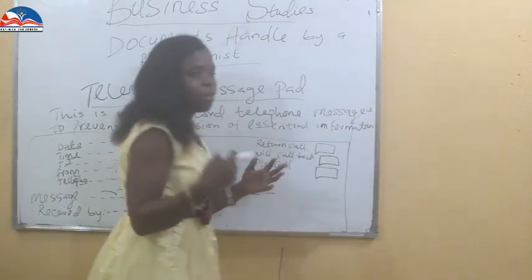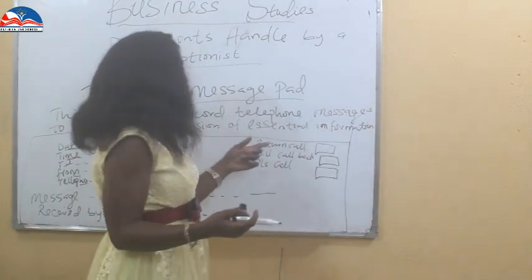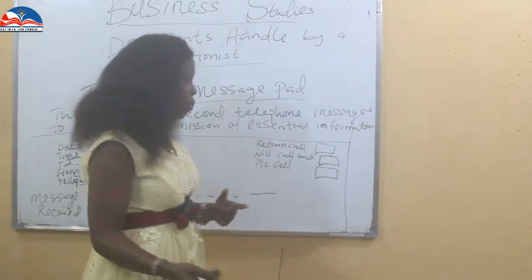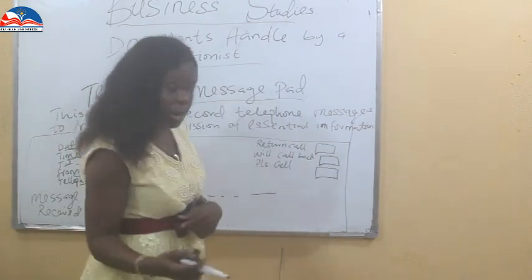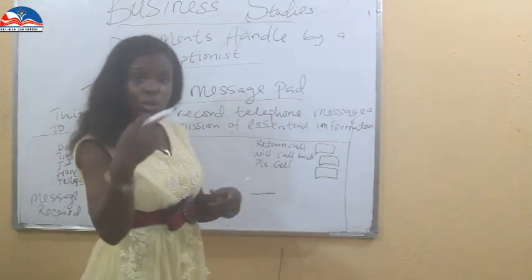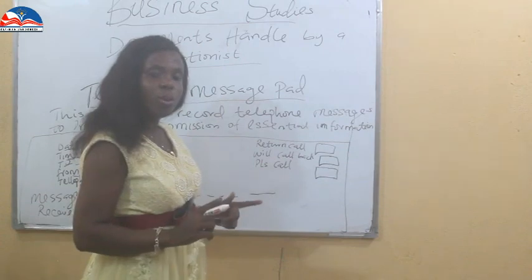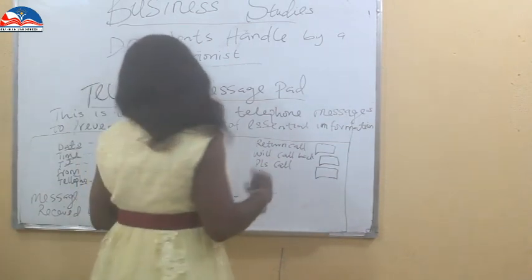And then the person, what message did he say? Return call. Will you call the person back? Call back later, or the person said you should call. This is the information that is required in a message pad. So let's fill this in.